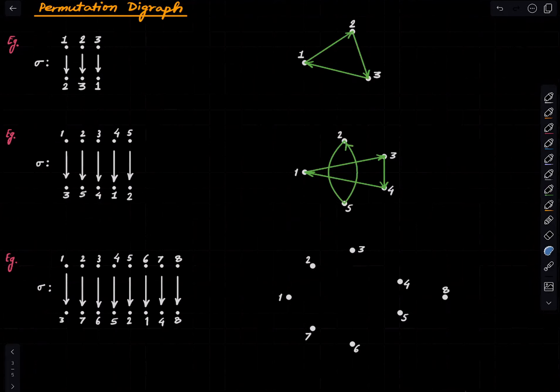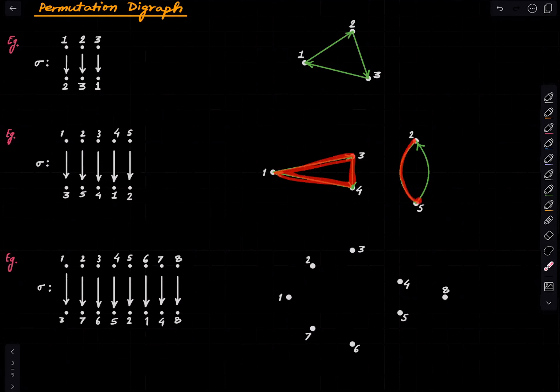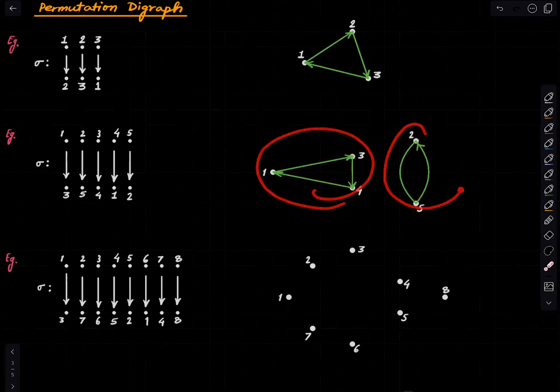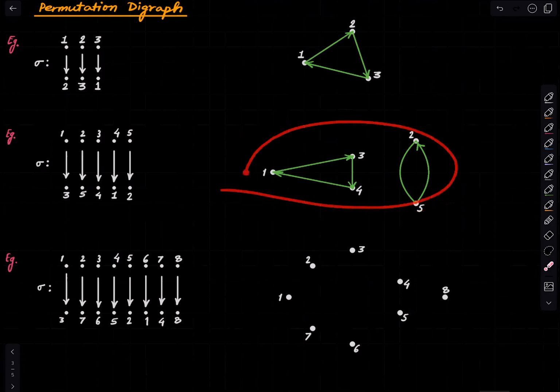But I want to separate it out a little bit. So note that we can have these two disjoint components, so to say. We can depict it that way. It's kind of moving around 1, 3, 4, and separately it is moving around 2 and 5. These two are in some sense parts of sigma, or components of sigma. When we study cycle decomposition of a permutation, this is exactly what it is. So this is the permutation digraph of this one.